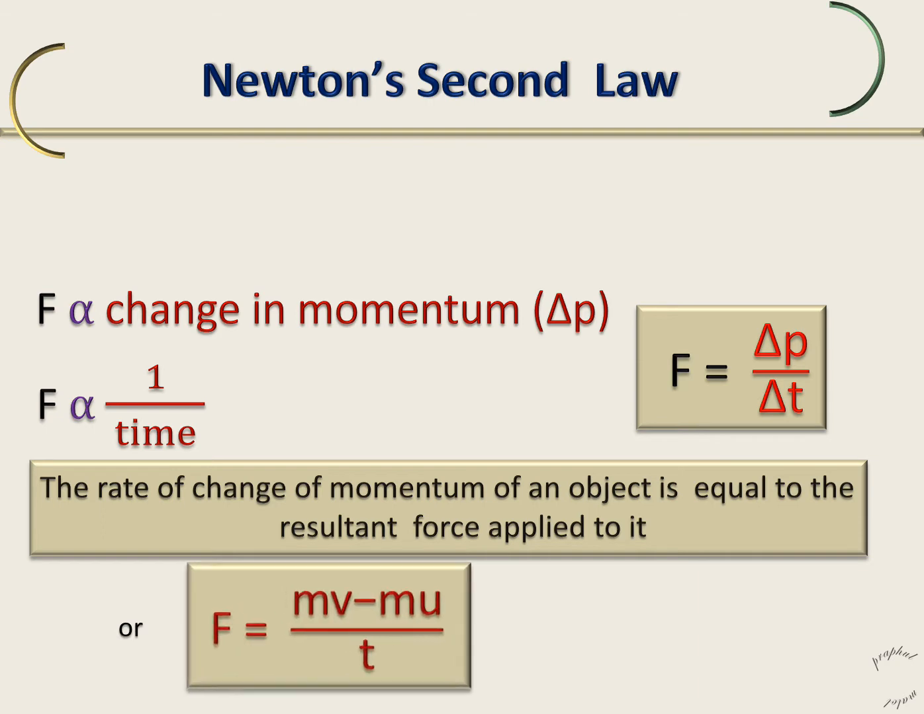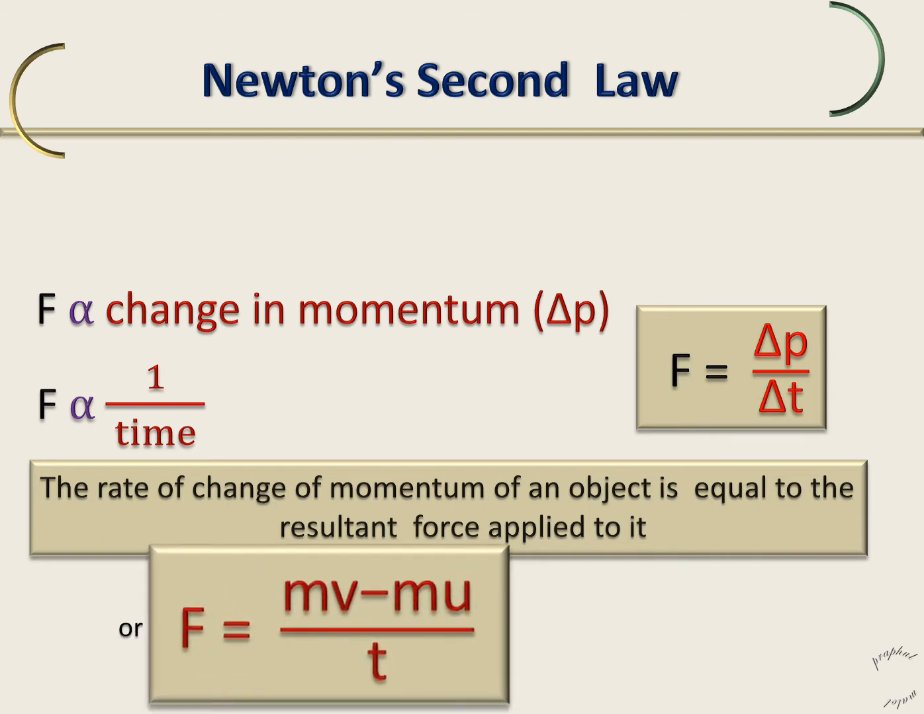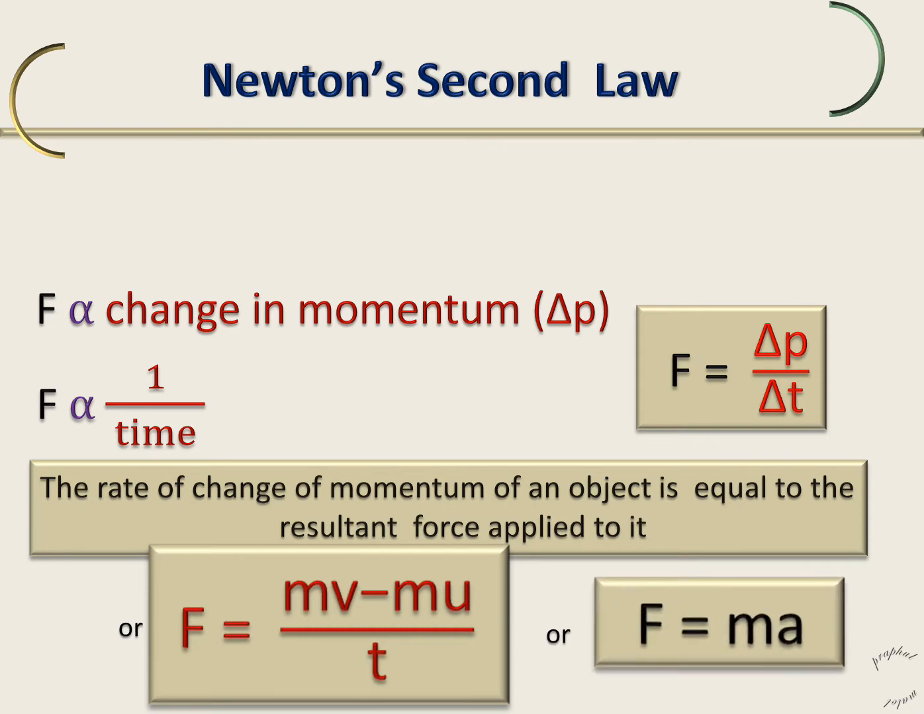Mathematically, you can write this as an equation: final momentum minus initial momentum, divided by time. That's what you call force. This is what you call Newton's second law. For convenience, we simplify it as F equals ma, where a is the acceleration that comes from (v minus u) over t. So I'm taking m as common, and (v minus u) over t gives acceleration. This is the idea of Newton's second law.